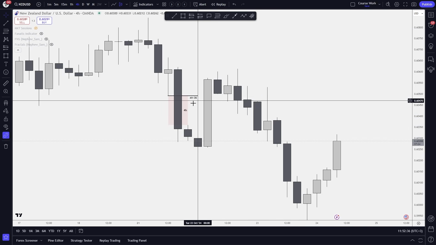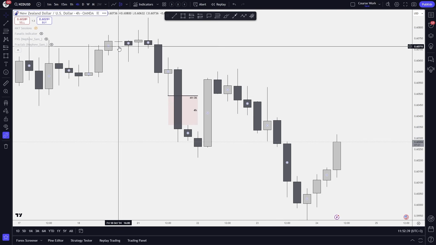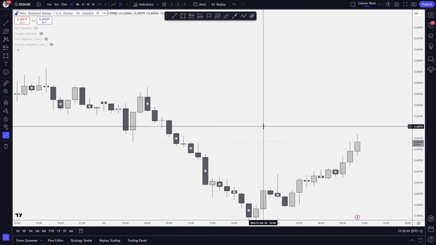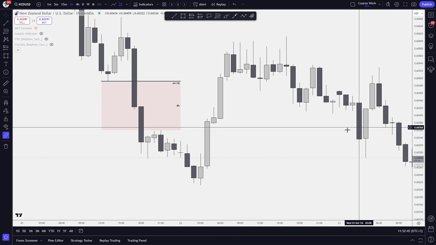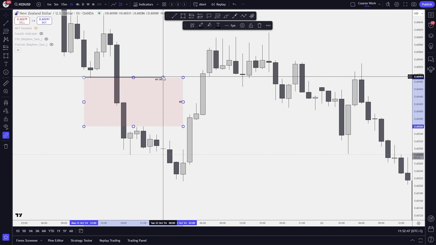So we're getting into that 4-hourly OB and that 4-hourly bearish imbalance. I start making my way to the 1-hourly time frame to see, okay, how is price actually going to react from this kind of area here? There it is.